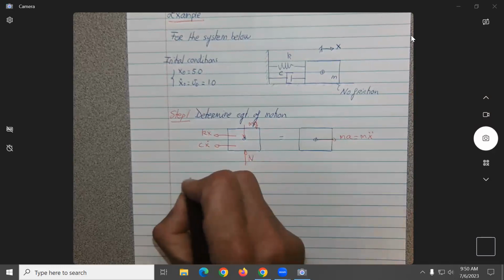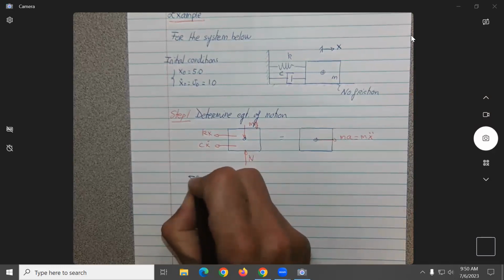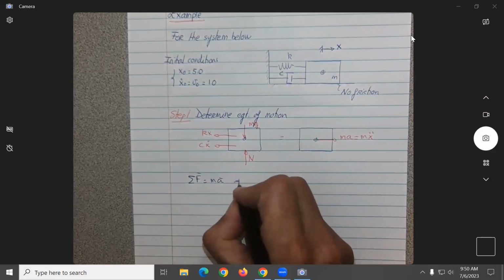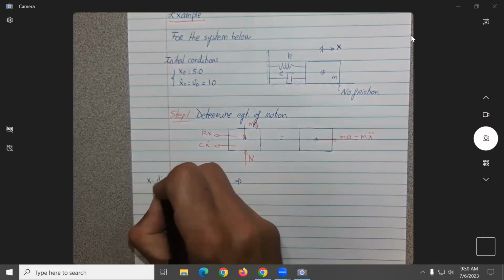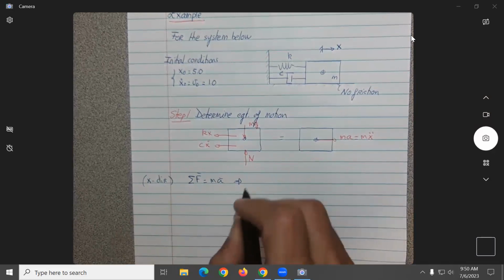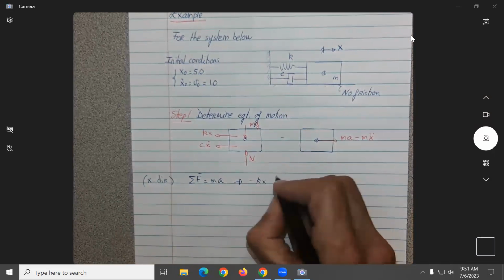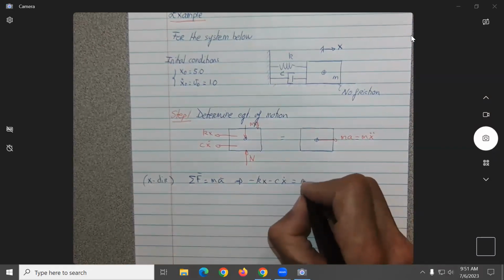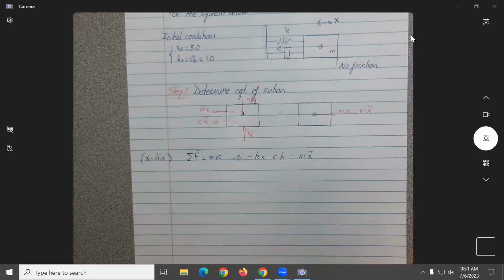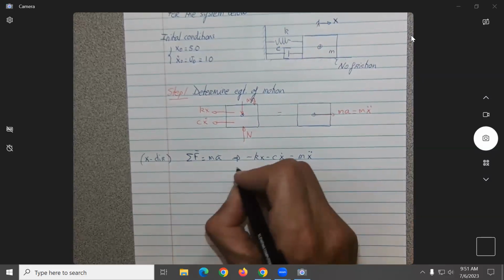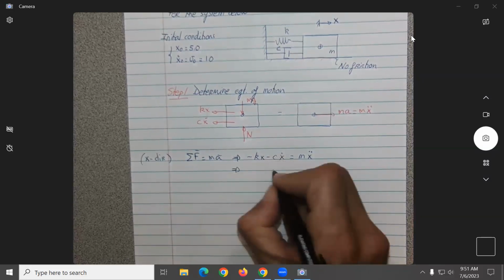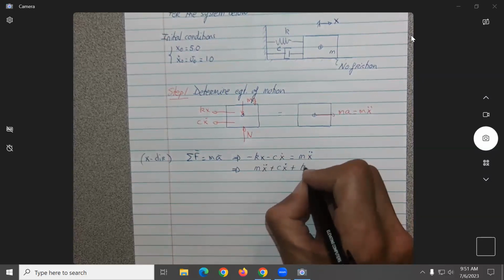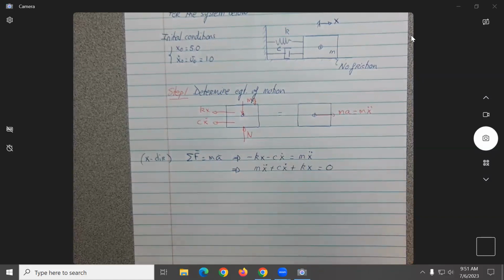So step two would be to use whatever. Motion is only translation, so we can do summation of forces equals to MA, only on the X direction. So this will give us what? Negative KX minus CX dot will be equal to MX double dot. I mean, you have done that quite often so far. So the equation of motion is MX double dot plus CX dot plus KX equal to 0.